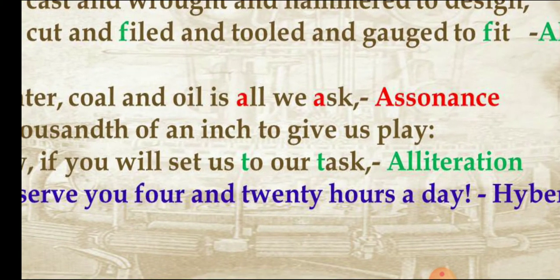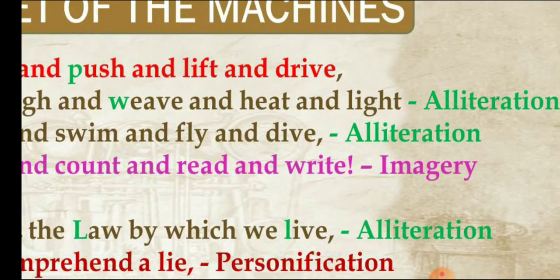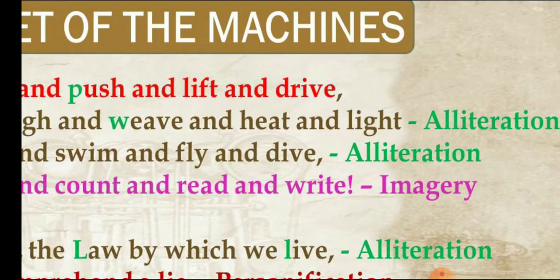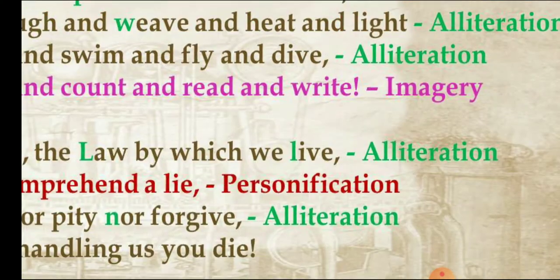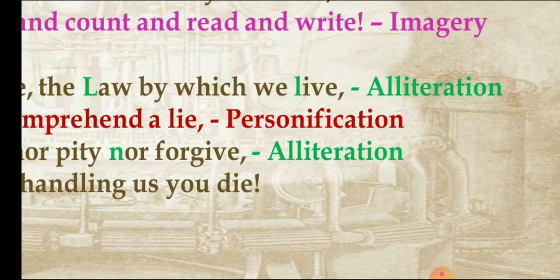Likewise, for the second stanza, ask, task, play, day. So it follows the same rhyme scheme, that is ABAB. Likewise, drive, light, dive, right. So here, drive and dive sound similar. Light and right sound similar. So the rhyme scheme followed is ABAB. Live, lie, forgive, die. So live and forgive sound similar. Lie and die sound similar. So ABAB.